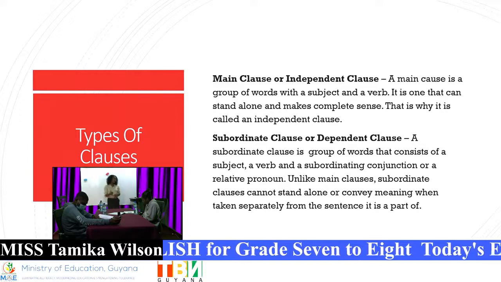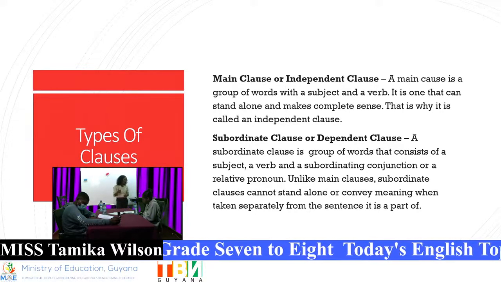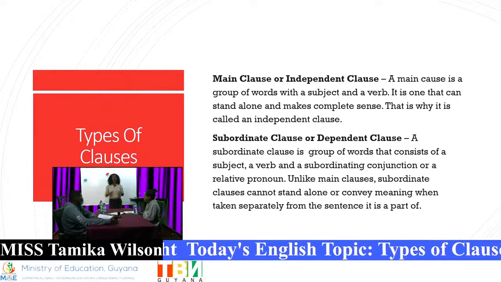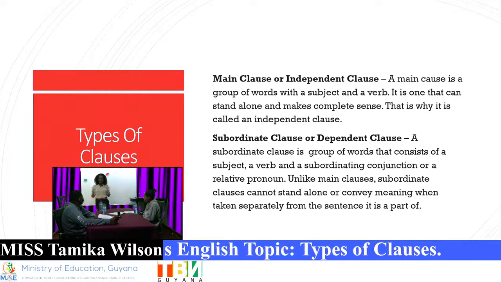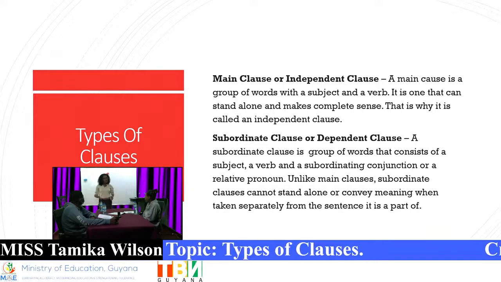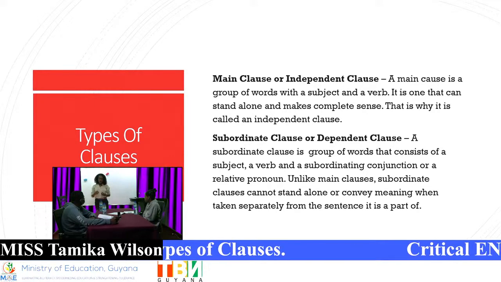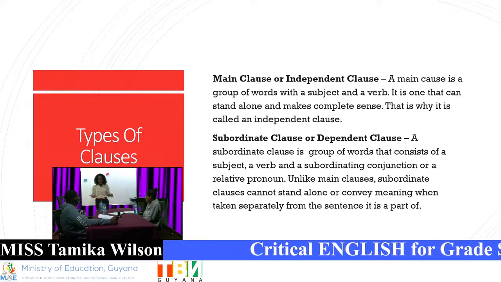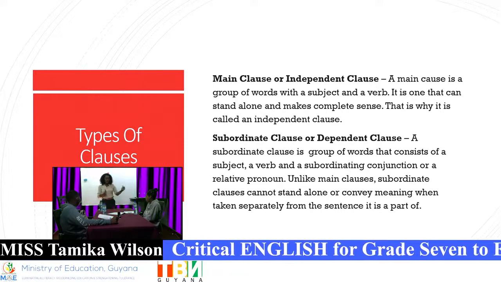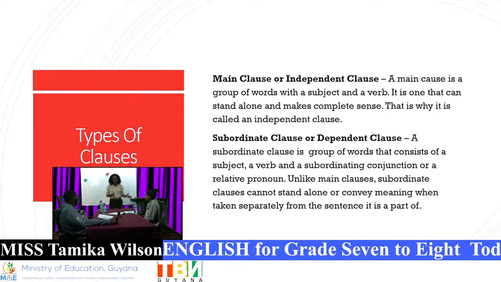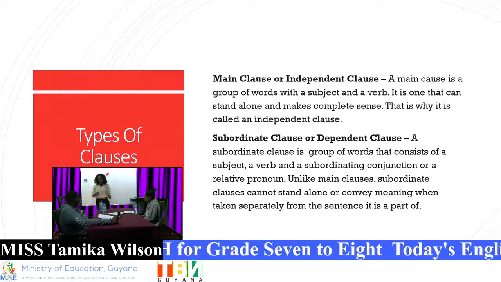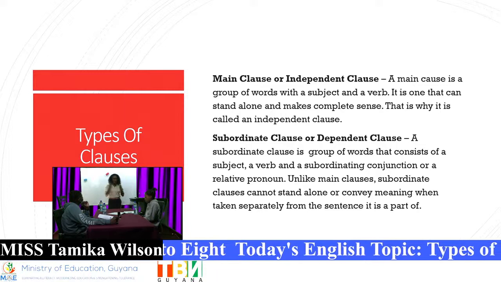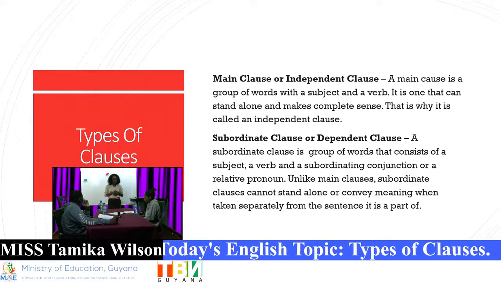It says, unlike main clauses, subordinate clauses cannot stand alone or convey meaning when taken separately from the sentence it is a part of. So when we have a sentence and we take away the dependent clause, it will not make sense on its own. Although it has a subject and a verb, it does not express the complete idea. In order for it to do that, it needs something else. What does it need? The subordinating conjunction? No. The subordinating conjunction is a part of the dependent clause. So what does the dependent clause need to express a complete thought or to make sense? The independent clause.